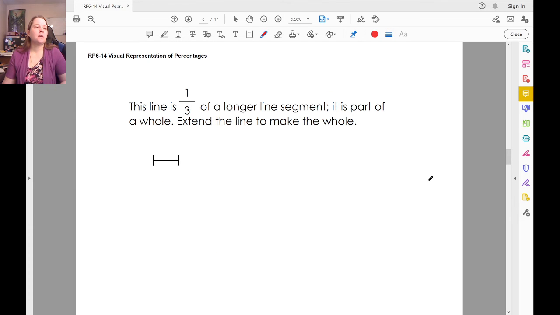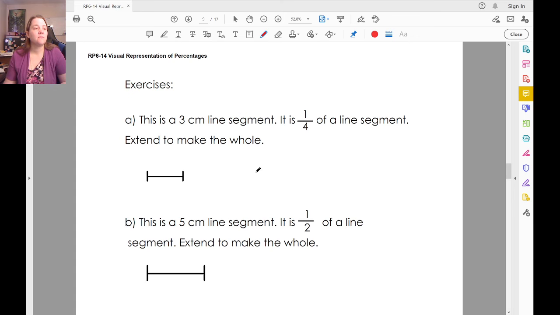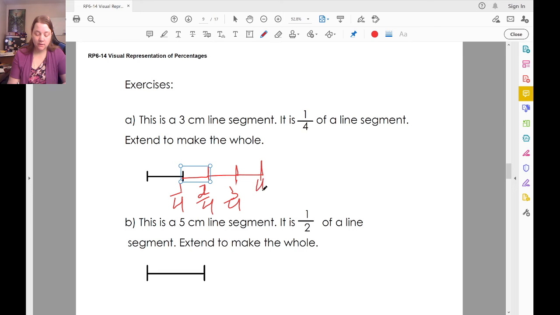This line is 1/3 of a longer line segment. It's part of a whole. So to make a whole, we would extend out another third and another third after that. And this would be one whole. If we were to extend this out, this is one part of a 4-part line segment. So we need 4 parts to make a whole. So 1 part, 2 parts, 3 parts, 4 parts. And you can even show 1/4, 2/4, 3/4, 4/4, or 1 whole.